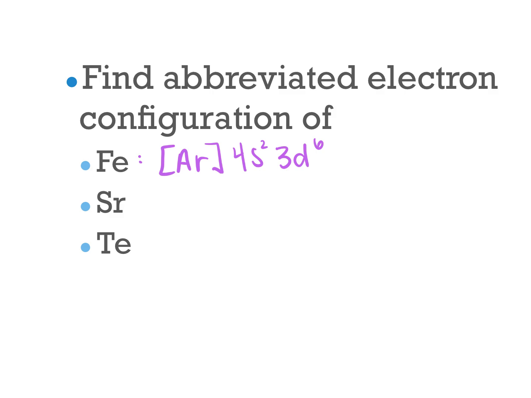You also cannot abbreviate something with itself. So if I wanted an abbreviated configuration for argon, I can't just put argon in parentheses. I have to go to the one before that and then fill it. All right, try, where is Te? Try this one. Te, tellurium, is over there, number 52. Try that one on your own and let's see how it goes.